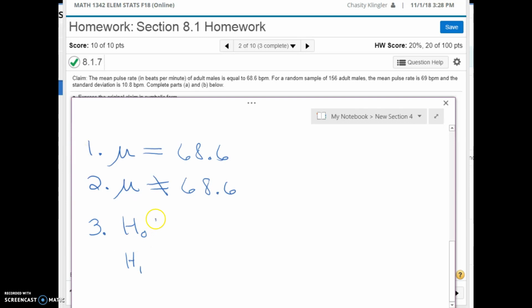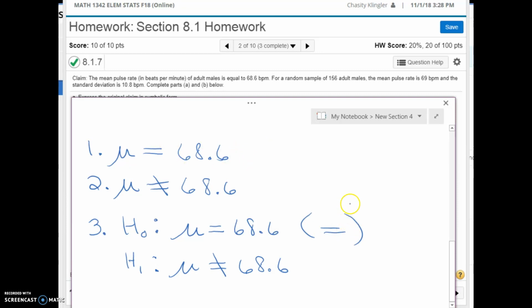Now remember, the null is always the one with the equals to sign. So it's going to be the mean equals 68.6. And then the alternative is the one with the less than or the not equal to sign. The null will always have an equals to, even if it's greater than or equal to or less than or equal to. Greater than or equal to or less than or equal to, you're going to always change that to just equal to.